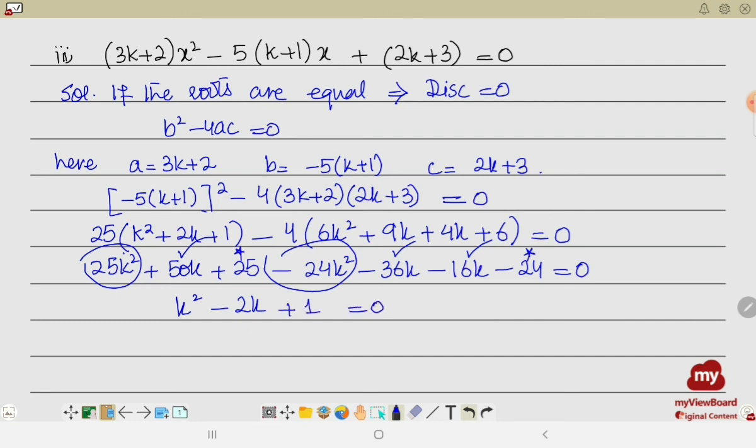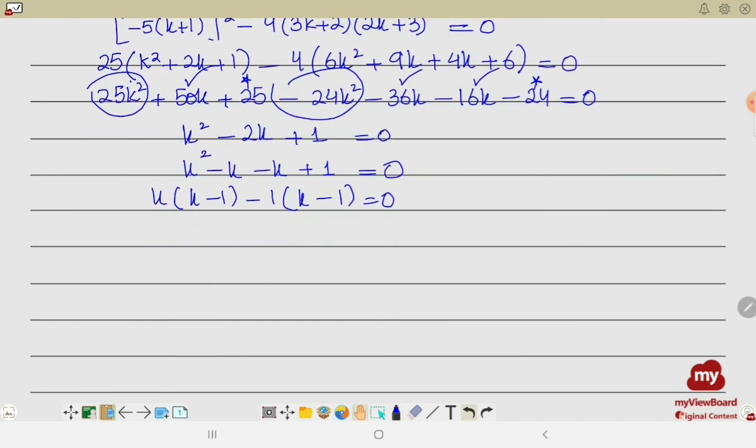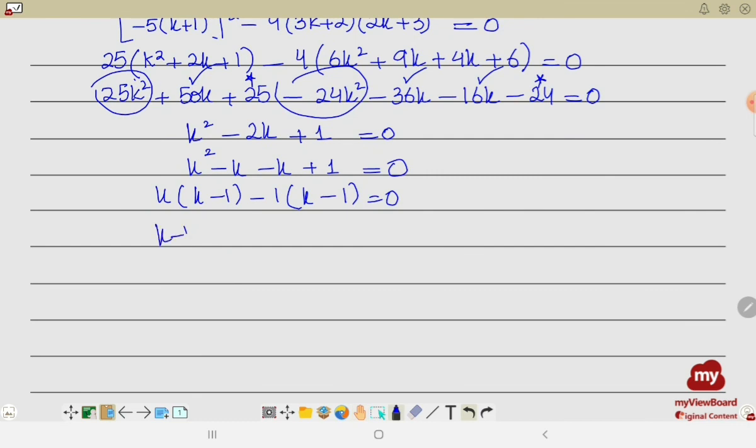So what it will become, you can directly close it as an identity, or you can apply the method of middle term break factor. So this is how you are going to break the middle term. k is the common factor. Again, minus 1 is the common factor. So it is k minus 1 and k minus 1. And here we have k minus 1 equal to 0 and k minus 1 equal to 0. And k is equal to 1 and k is equal to 1.